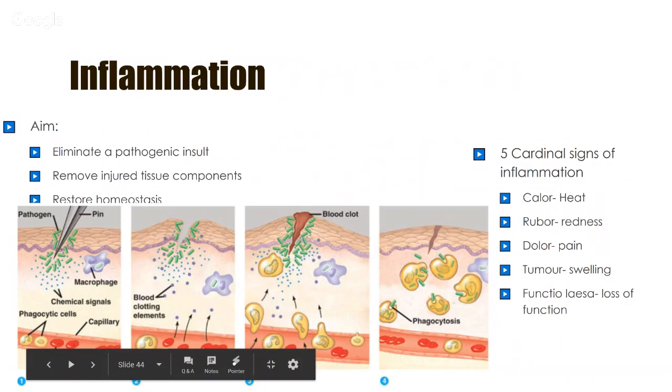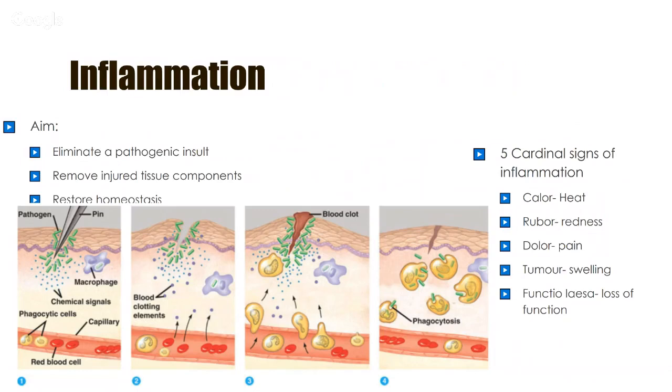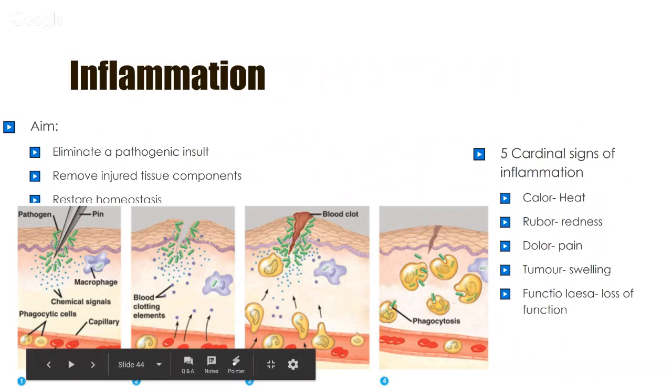Your rubor, redness, is because of the acute inflammation. Pain is because of pain. It's fairly simple. Your tumor, swelling, would be because of the draining of fluids and your neutrophils into that particular tissue, and it'll cause things like pus buildup. Another common question which comes up on the exam is, if you see pus draining from a wound, what is it usually composed of? The answer is that it's usually composed of neutrophils, which infiltrated from the circulation in response to that acute inflammation.